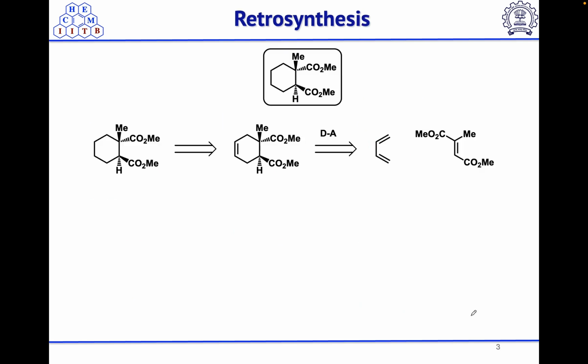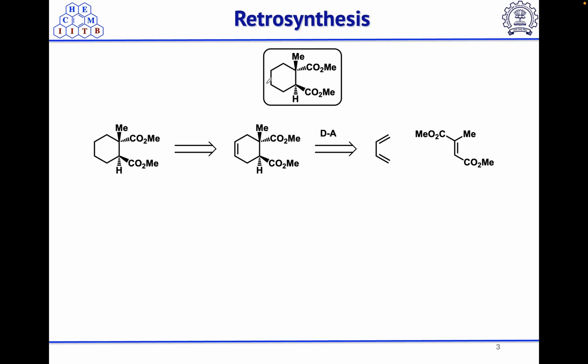So coming to the next problem for today's class. This is the compound, a six-membered ring, where you can see the stereochemistry between the two esters is trans, and the stereochemistry between this methyl and hydrogen is, sorry, trans.